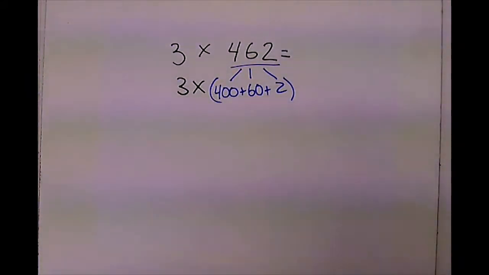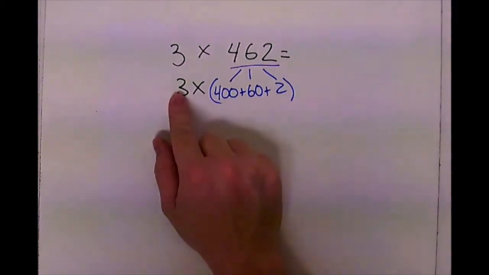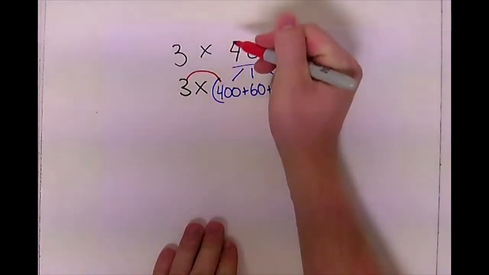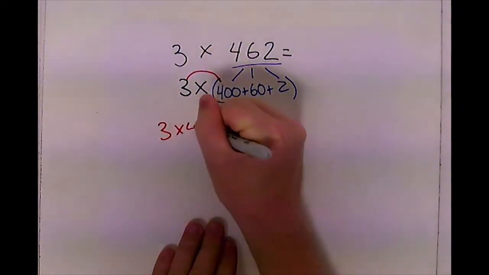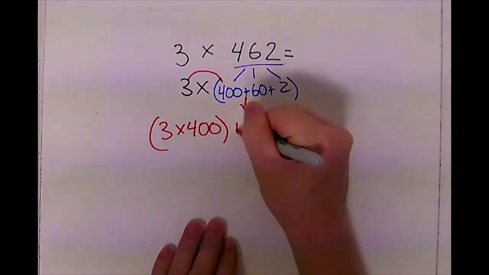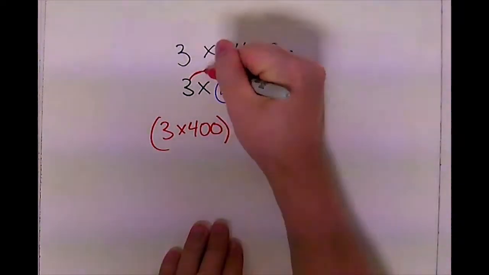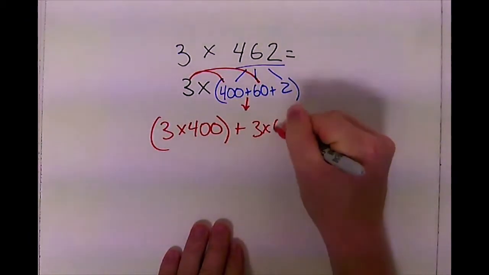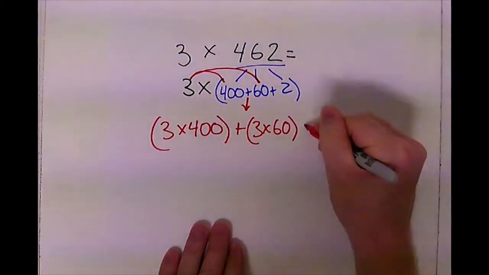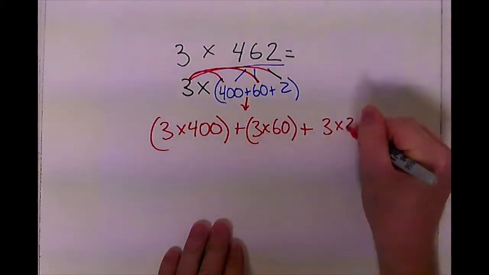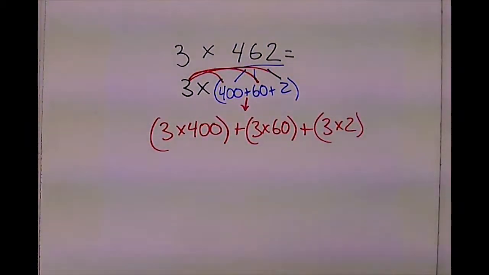Now here's where the distributive part of this comes into play, because we're going to distribute this 3 across each one of these place values. So I'm going to write that below. I'm just going to go 3 times 400. I'm going to put that in parentheses, bring my addition sign down, plus 3 times 60, parentheses again, addition sign, and then my last one is 3 times 2, parentheses, and then I'm going to simply solve those.